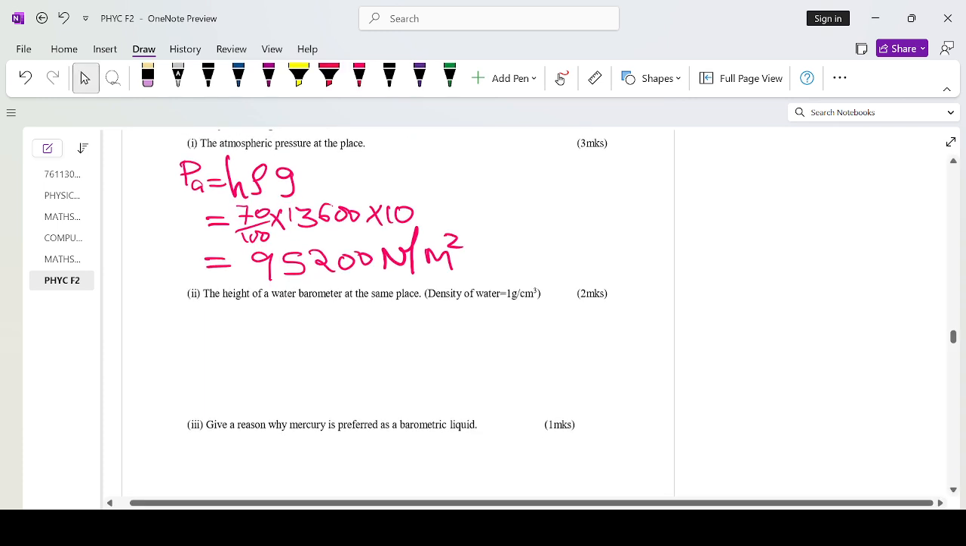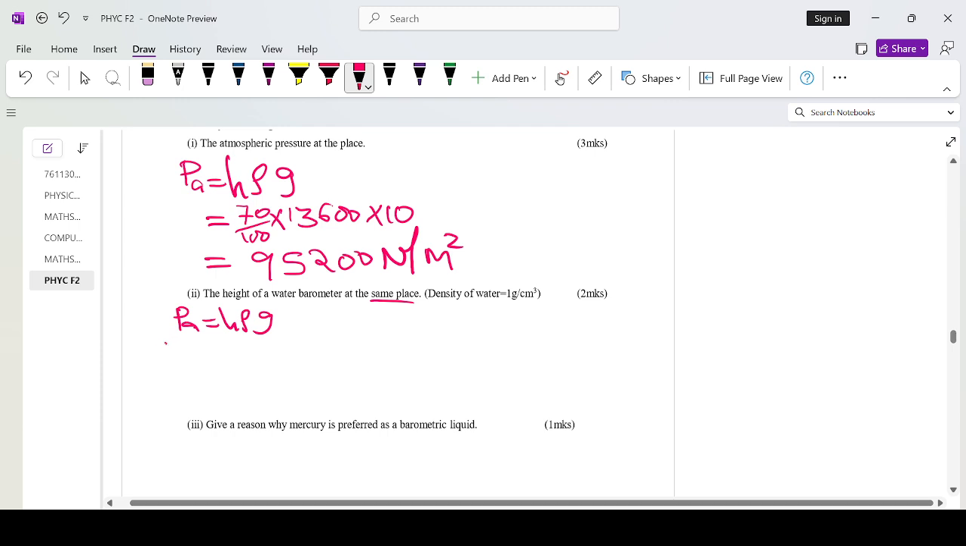The height of the water barometer at the same place. If the place is the same, it means the atmospheric pressure is the same. Now they want the height. So still remember that atmospheric pressure is still given by H rho G, because it's the same place, meaning the atmospheric pressure is the same.